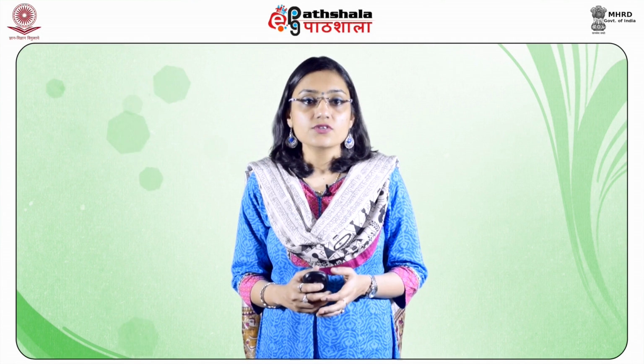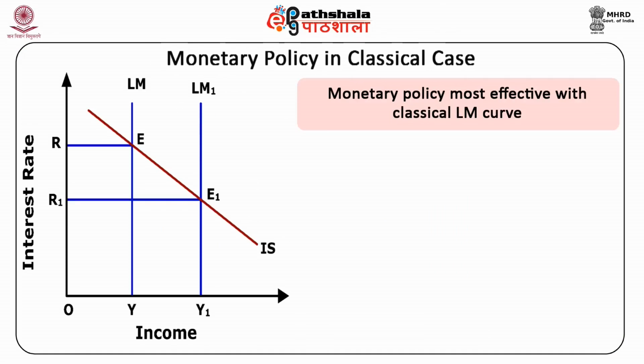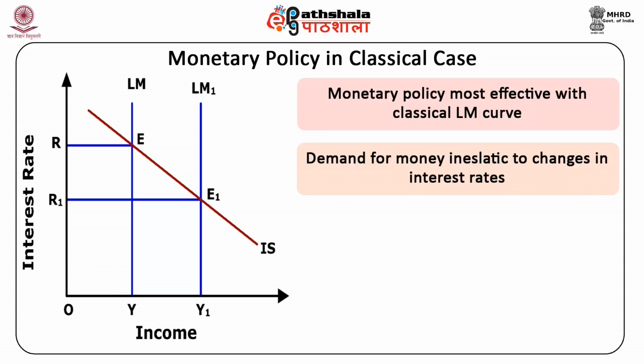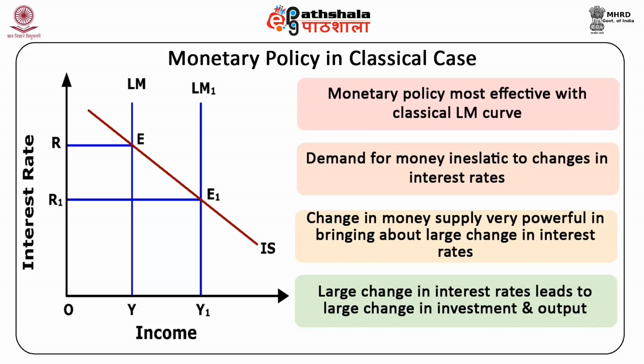The relative effectiveness of the monetary policy depends on the slope of the IS and the LM curves. It is more effective when LM curve is steeper. Monetary policy is most effective with classical LM curve. This is because as the demand for money is inelastic to the changes in interest rates, a change in money supply is very powerful in bringing about a large change in interest rates. A large change in interest rates leads to a large change in investment and hence the output.